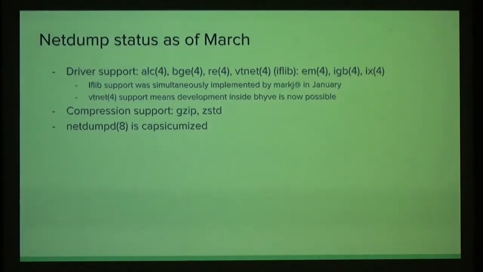And then, since it's been ported to IFLIB, simultaneously by me and Mark Johnson, I emailed him when I was finished, and he said, "Oh, I did that too." I was like, "Oh man." But so now it supports EM, IGB, and IX. And in addition, it supports compression, so both gzip and zstandard coredumps are supported. And netdumpd is capsicumized, so it's sandboxed.